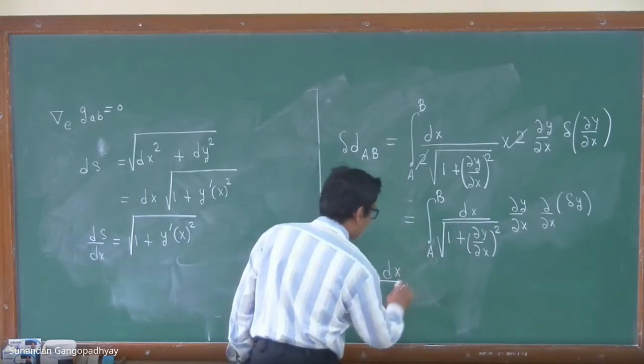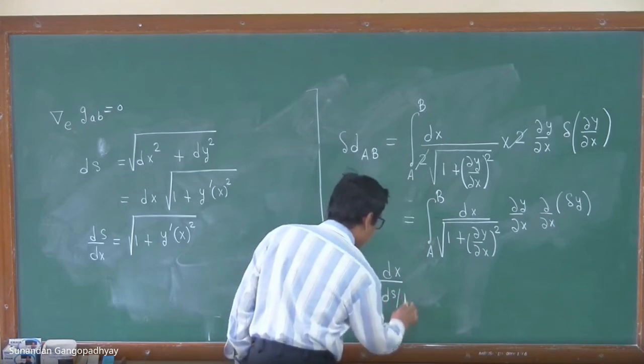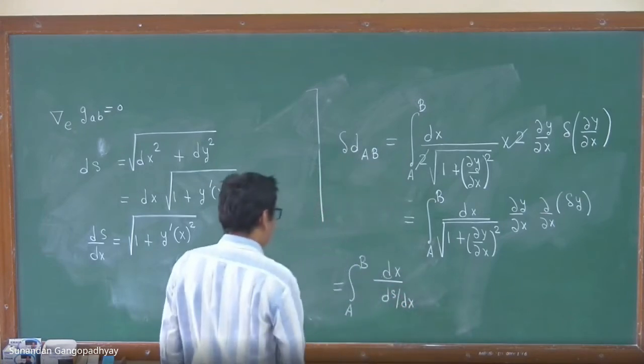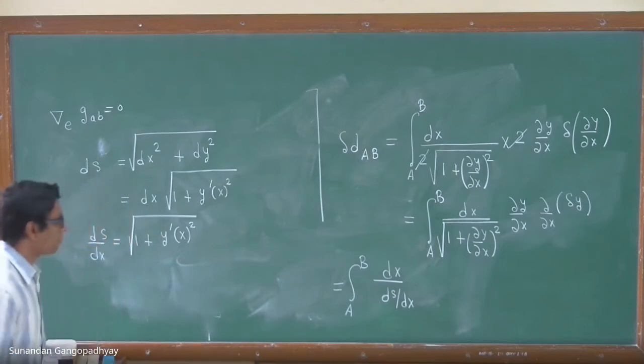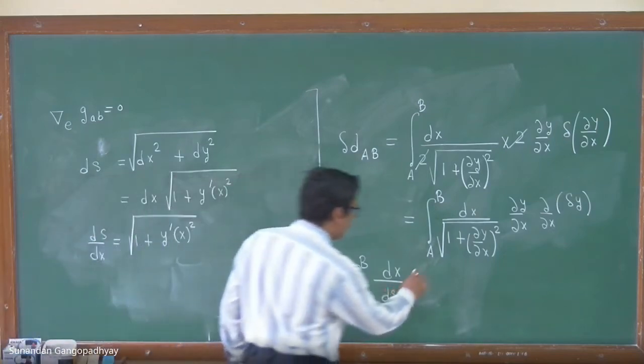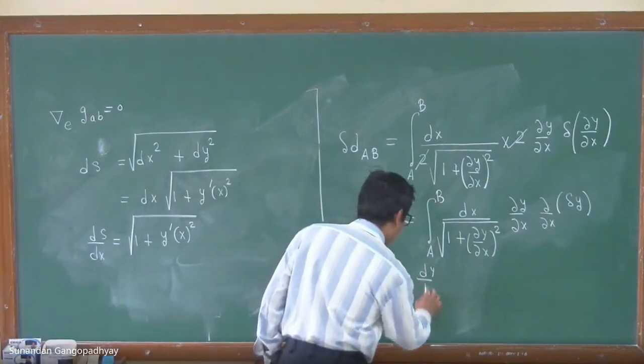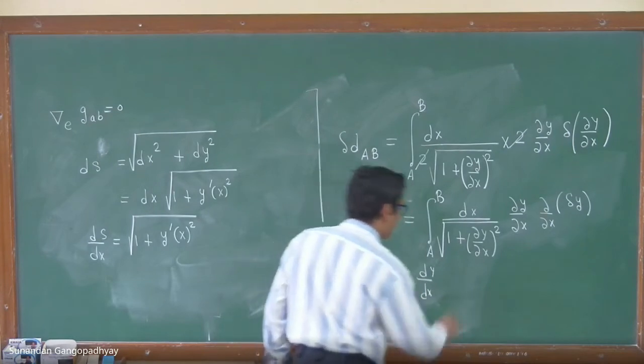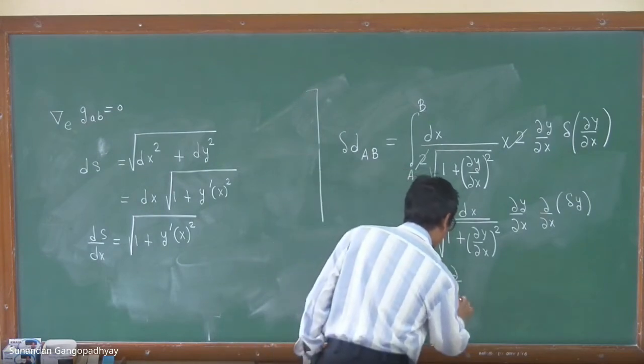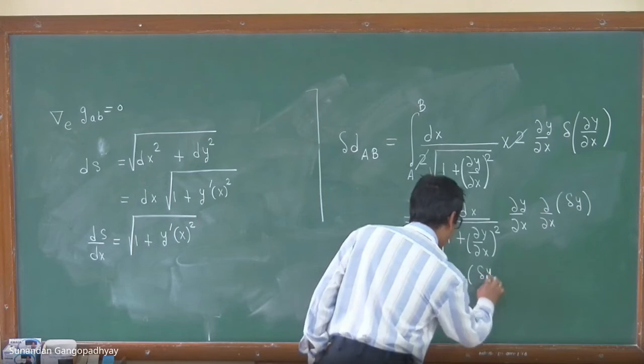dx, this is ds by dx, so that dy by dx, del del x, delta y.